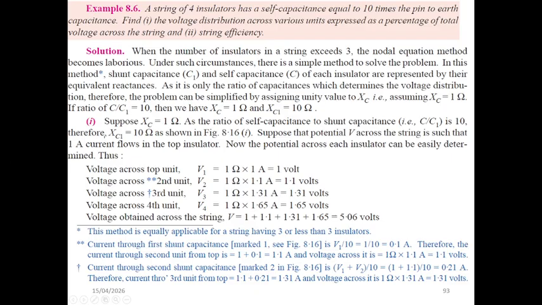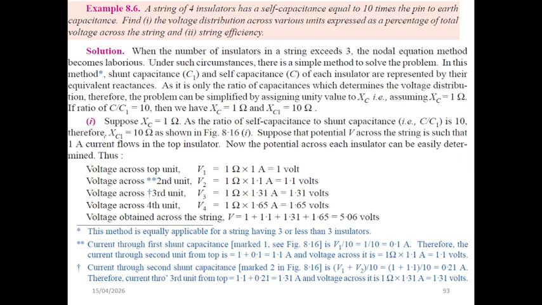So this is also another example. This example focuses on voltage distribution across a string of 4 suspension insulators. Here, instead of 3, we will have 4 insulators. Specifically, it examines how the presence of shunt capacitance, pin to earth capacitance, affects the voltage sharing among the insulator units, and it also aims to determine the string efficiency.